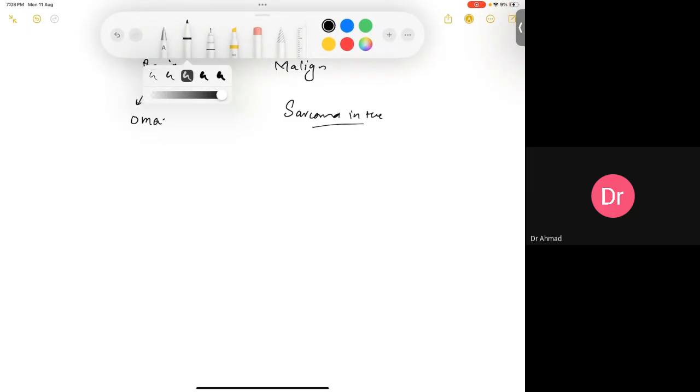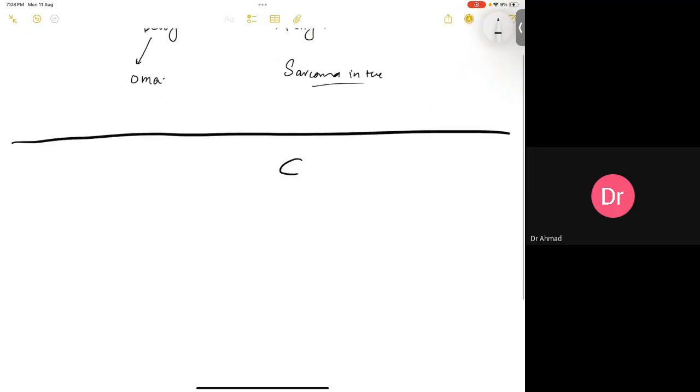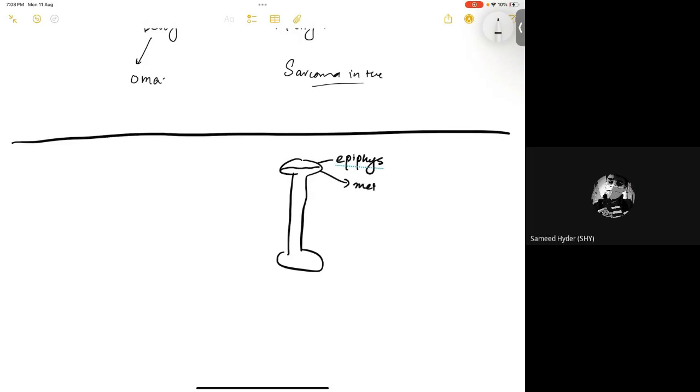So what is giant cell tumor? We discussed that our bone has different areas, right? This area is called the epiphysis. The area with the growth plate is called the metaphysis. And the shaft of the bone is called the diaphysis. The only tumor which arises in the epiphysis is going to be your giant cell tumor.